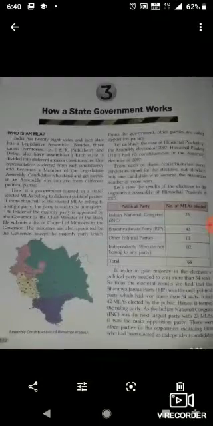Very good morning, children. Now, today we are going to start our new chapter, that is how a state government works. Chapter number 3 of civics, how a state government works. In the previous chapter we already studied the role of the government in health. Now we are going to start how a state government works. So please be attentive, children, and listen carefully.